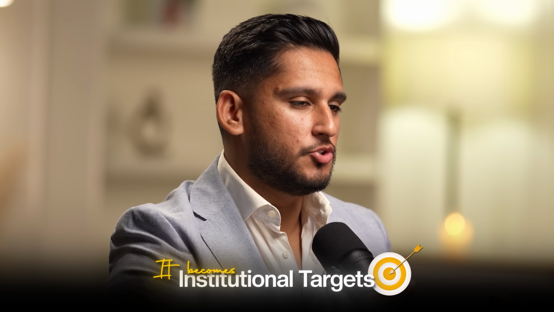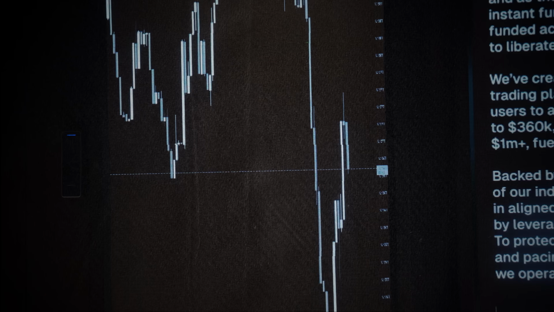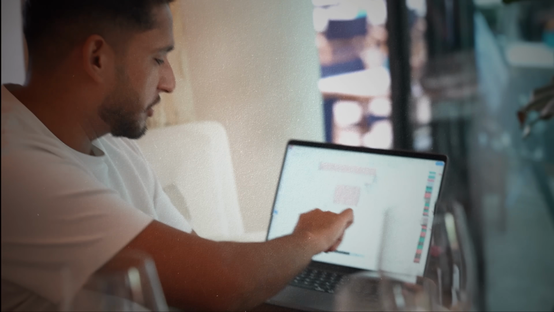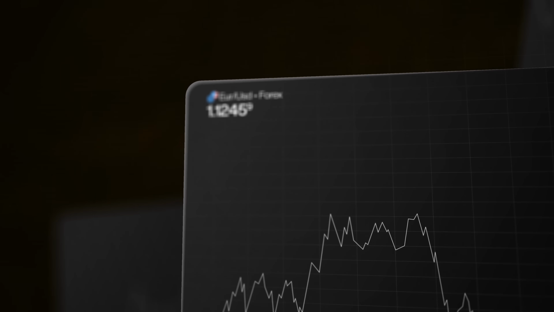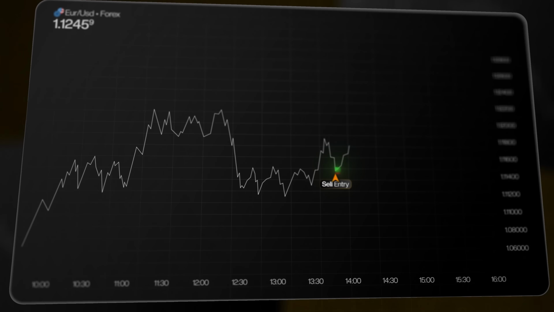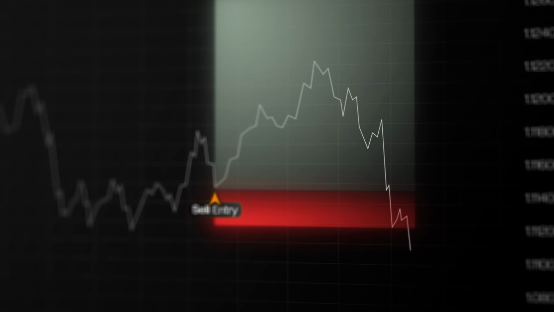It becomes institutional targets. And let me tell you, after almost a decade in the markets, professionally scalping and growing my own personal capital to over 7 figures, millions of traders are getting trapped in these levels, in these daily supply zones, and wondering why they keep taking losses.